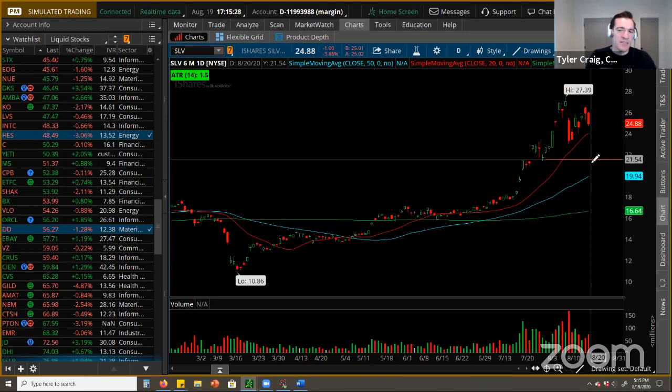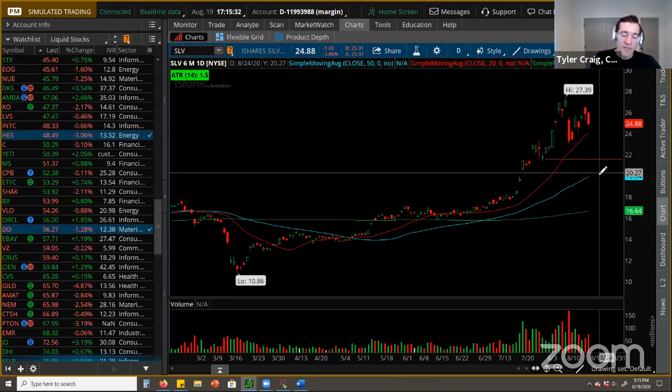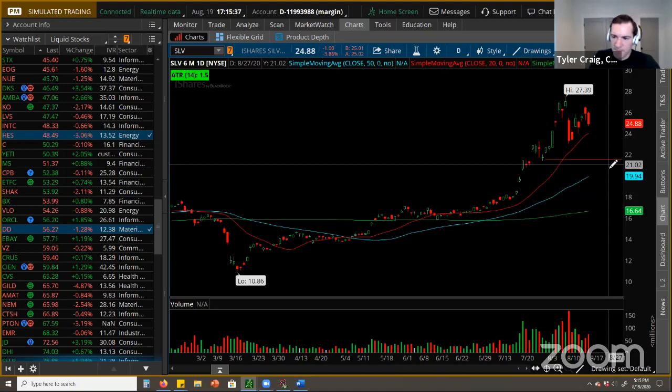But if you look at this and you say, nah Tyler, I think silver's going to crater and it's going to be below 22, then this is probably not a trade you want to take right now. Probably not a trade you want to take right now.